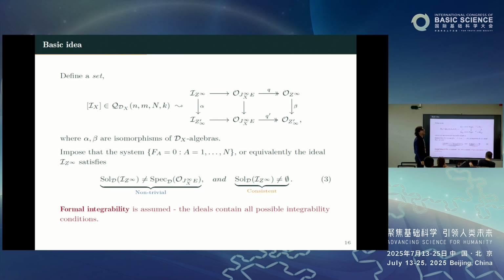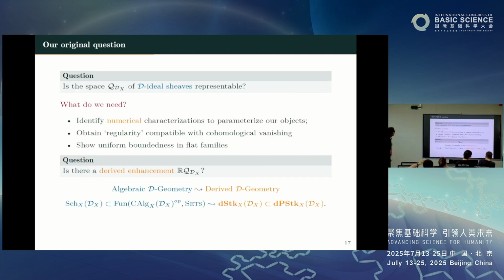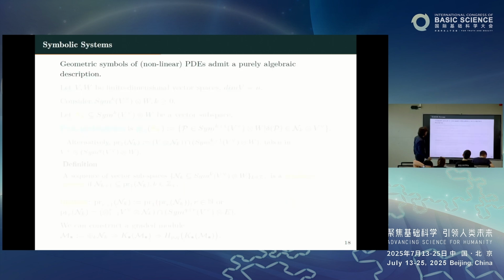Yes, we want to assume integrability. That's right. Okay. Now the question is, is this a space, the Quot space, the Quot of ideal, which is representable? I have defined a functor, and is it representable? And whether there is a derived enhancement, okay, I'm not going to talk about it.